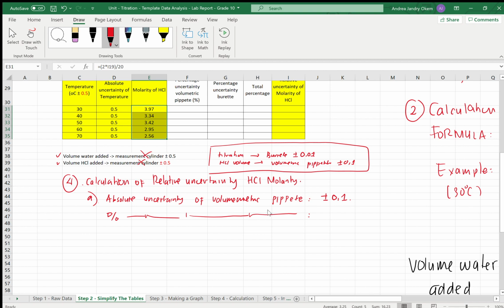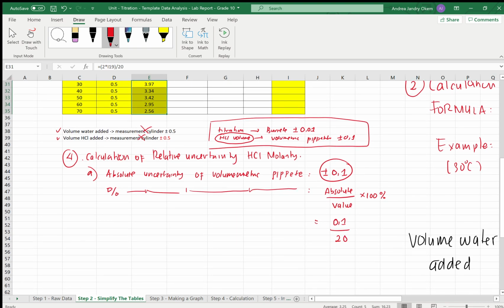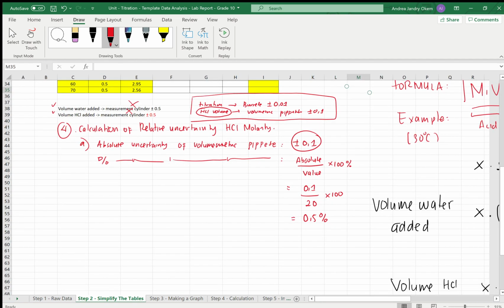The formula is easy. You put the absolute, divide by the value, and then times 100%. So absolute is 0.1. Because with the volumetric pipette we measured the hydrochloric acid, you have to know the volume of the original hydrochloric acid. It is 20. So 0.1 divided by 20, and then times 100. So it means 0.5%. That's the percentage uncertainty for the volumetric pipette.